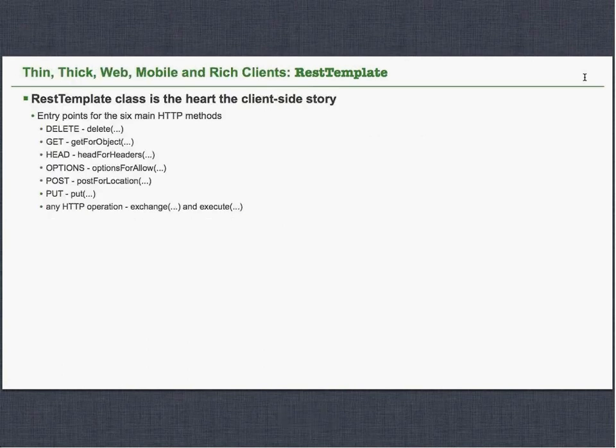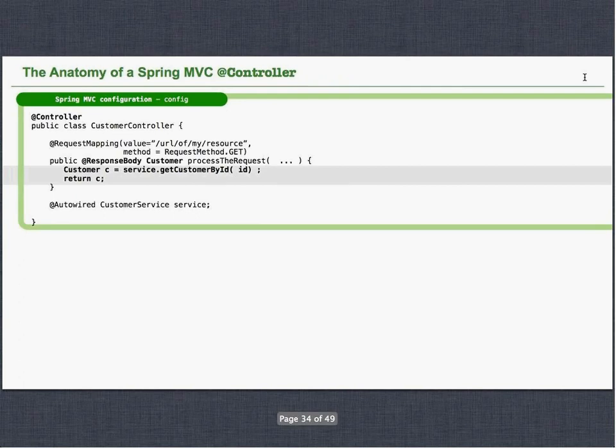The REST template itself is very convenient. As I mentioned, it has methods for working with all the common HTTP verbs. If any of those methods don't meet your use case, then you can use the 2 fall-through methods, execute and exchange, for more power. Those expect callbacks, but give you full control, if you like.